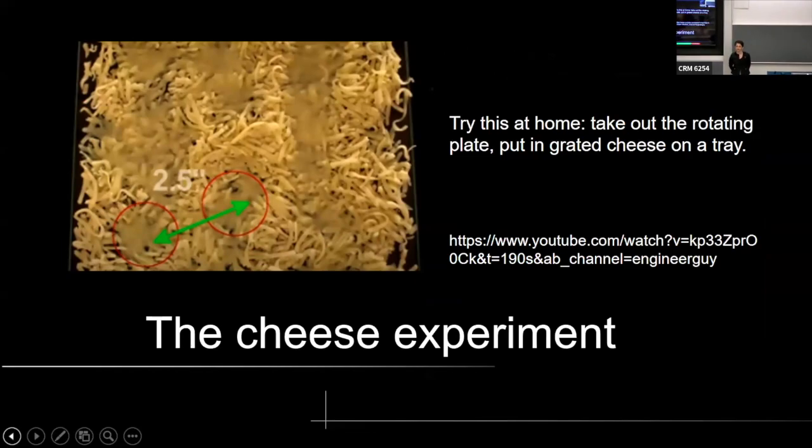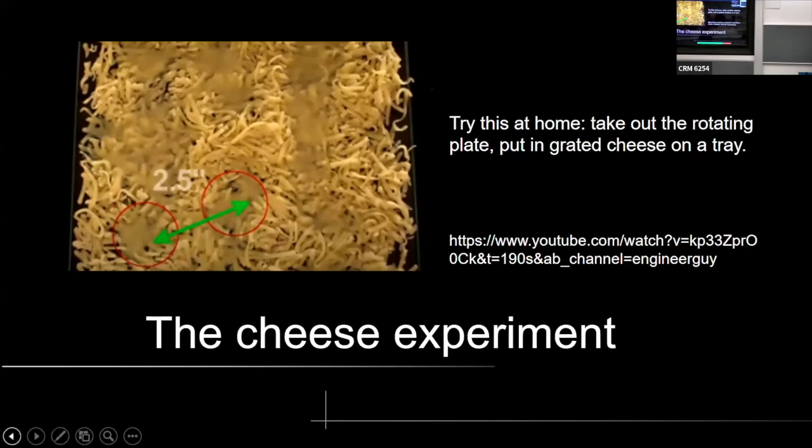Have any of you done the cheese experiment before? No? Okay, the cheese experiment is fun. If you have a microwave oven, you take the rotating plate out, and then you stick in a tray with grated cheese, and then you just let it go. So what's going to happen is that the cheese is going to melt, but it's not going to melt evenly. It's going to have hot spots. And these hot spots are about 2.5 inches, about 6 centimeters apart.